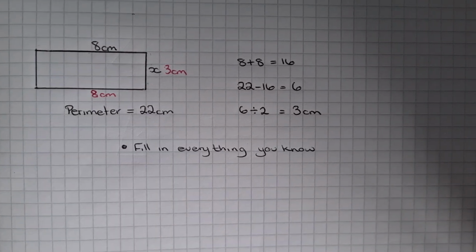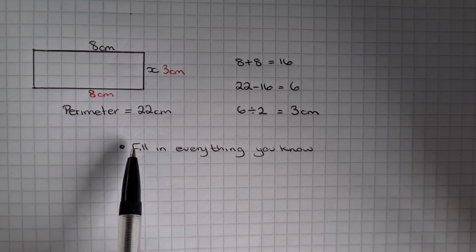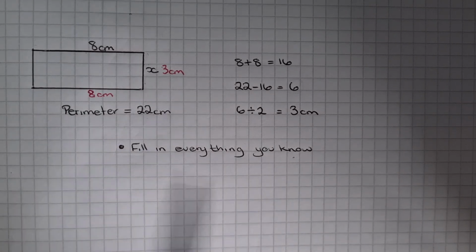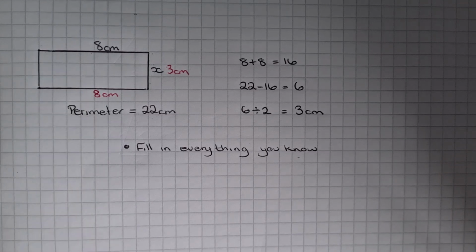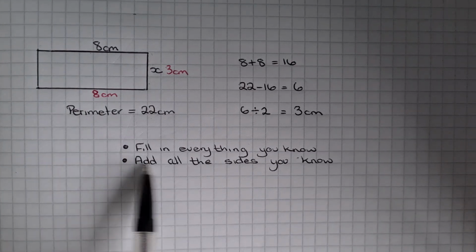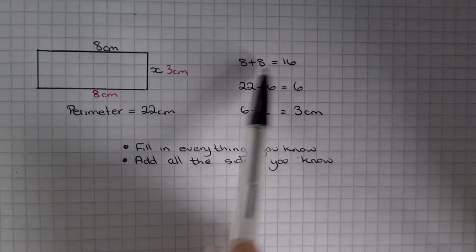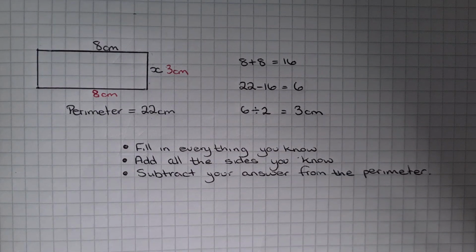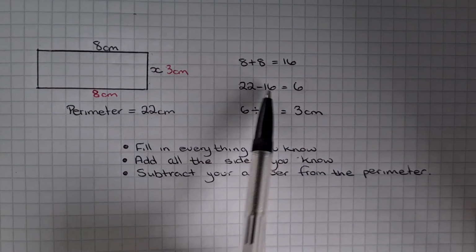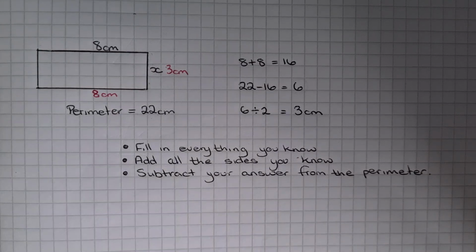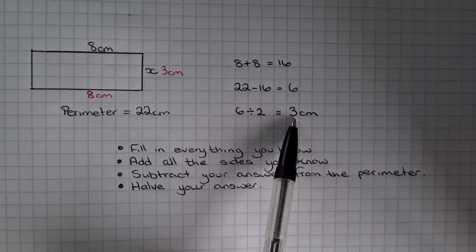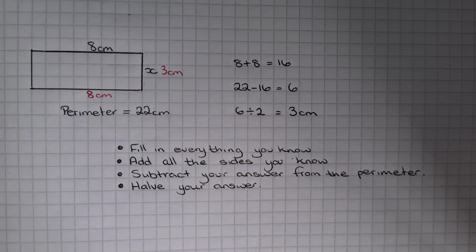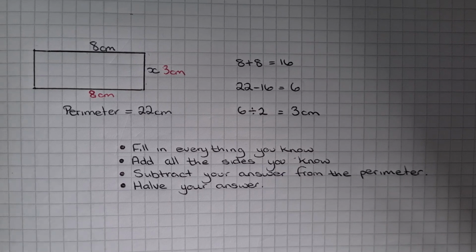So let's just quickly go over the points there. First thing we did was we filled in everything that we knew. So since that side was 8, we could fill in that this side was 8. Then we added the sides, so we added the 8 and 8, and we got 16. Then we subtracted our answer from the perimeter, and we got 6. Then we halved the answer to give us 3. Now that should help with question 8 on the worksheet.